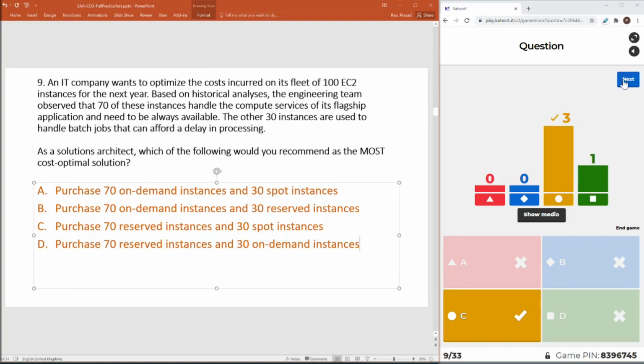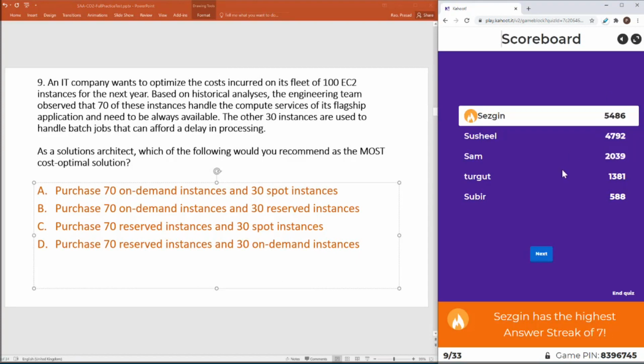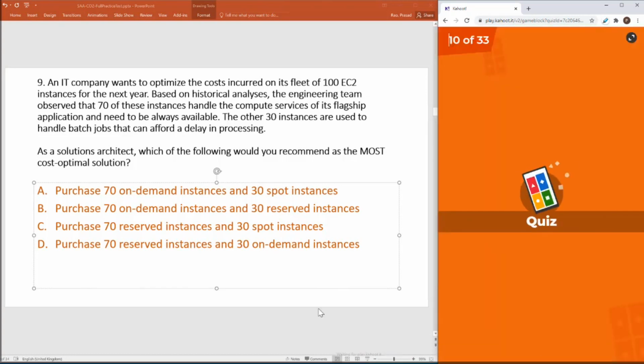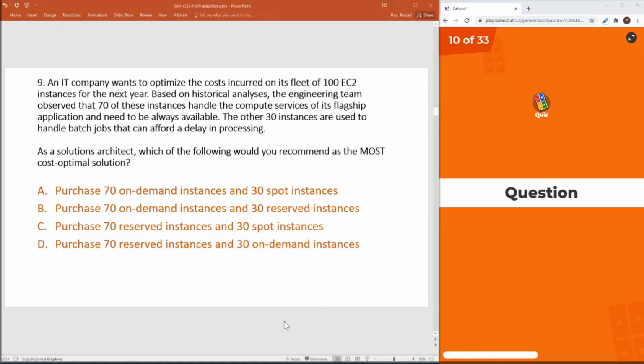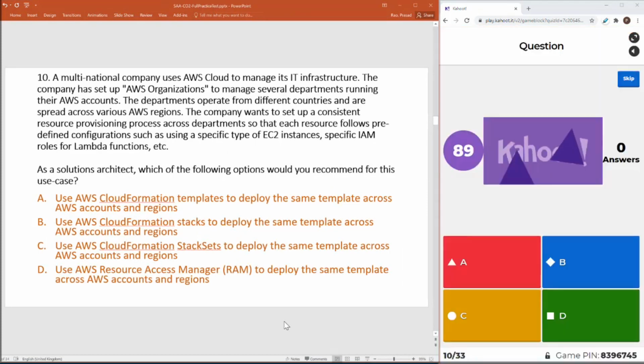Let's move on. Siskin has 7 answers correct. That's great, in a streak. Okay. Let's move to the next question.